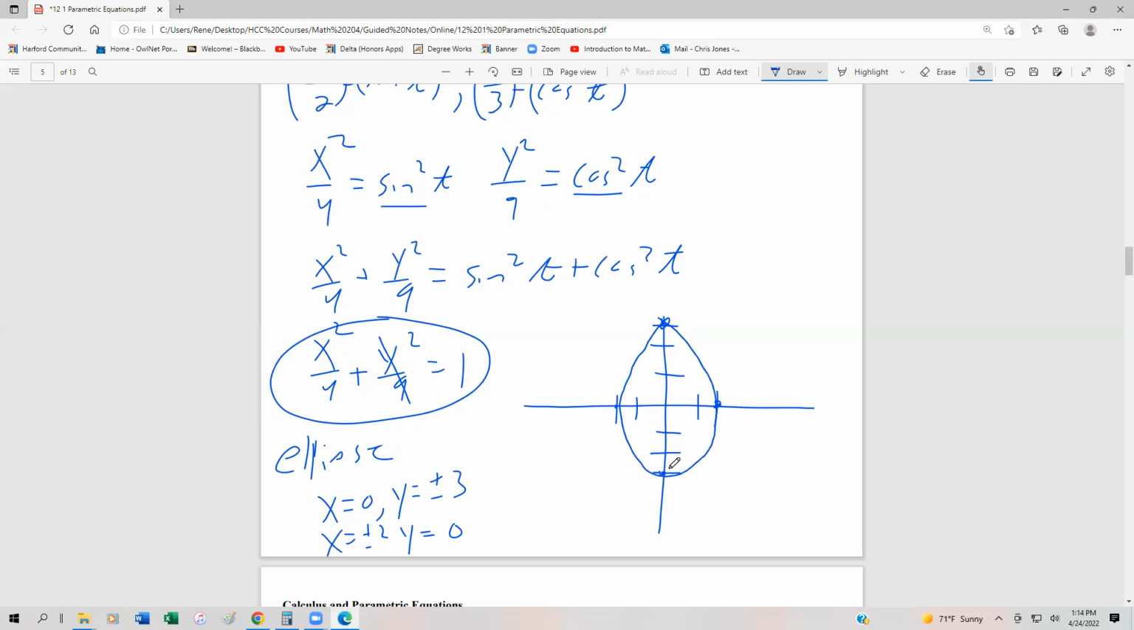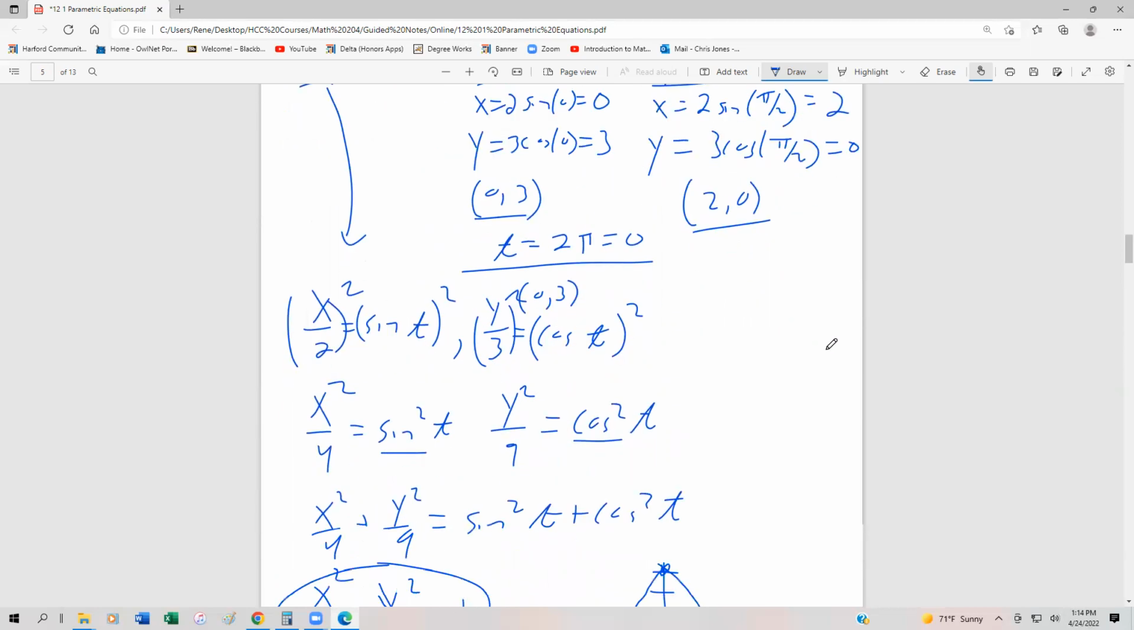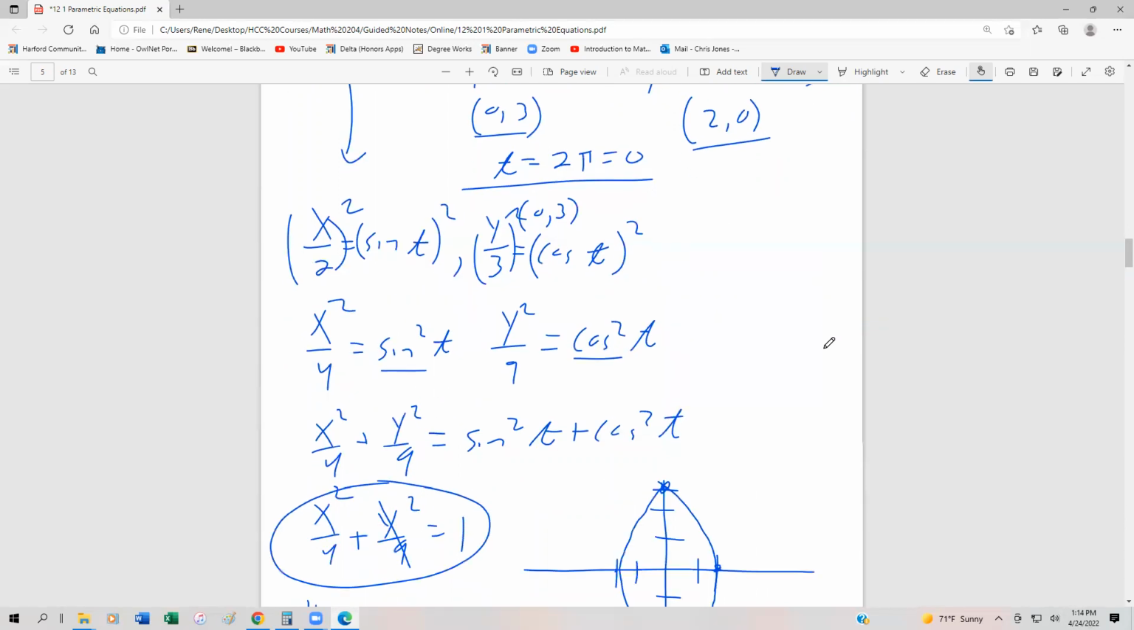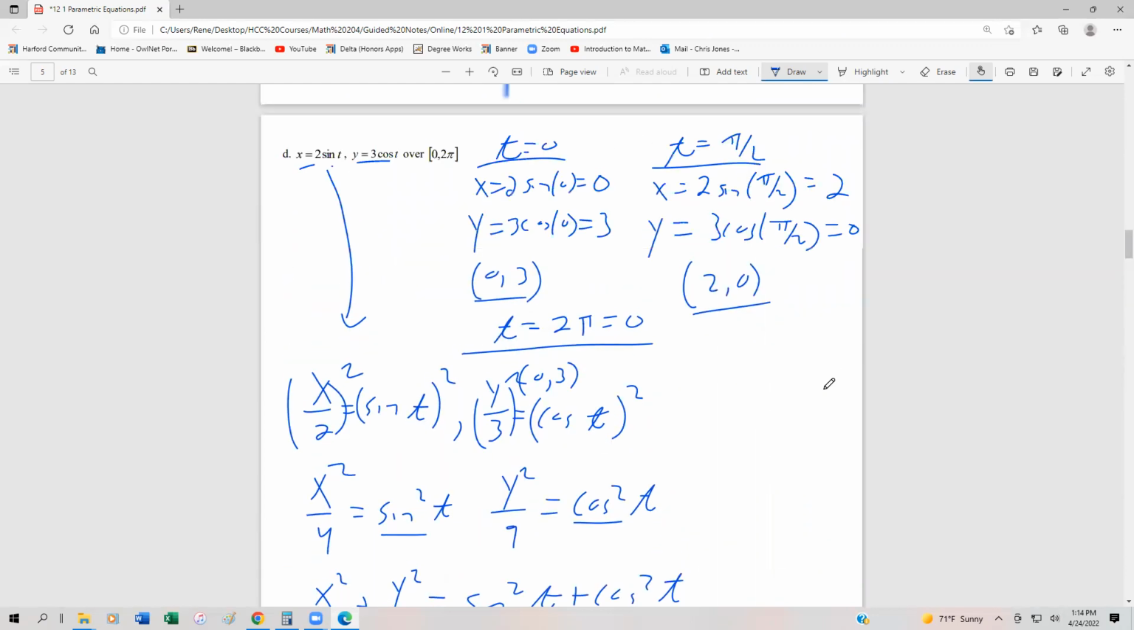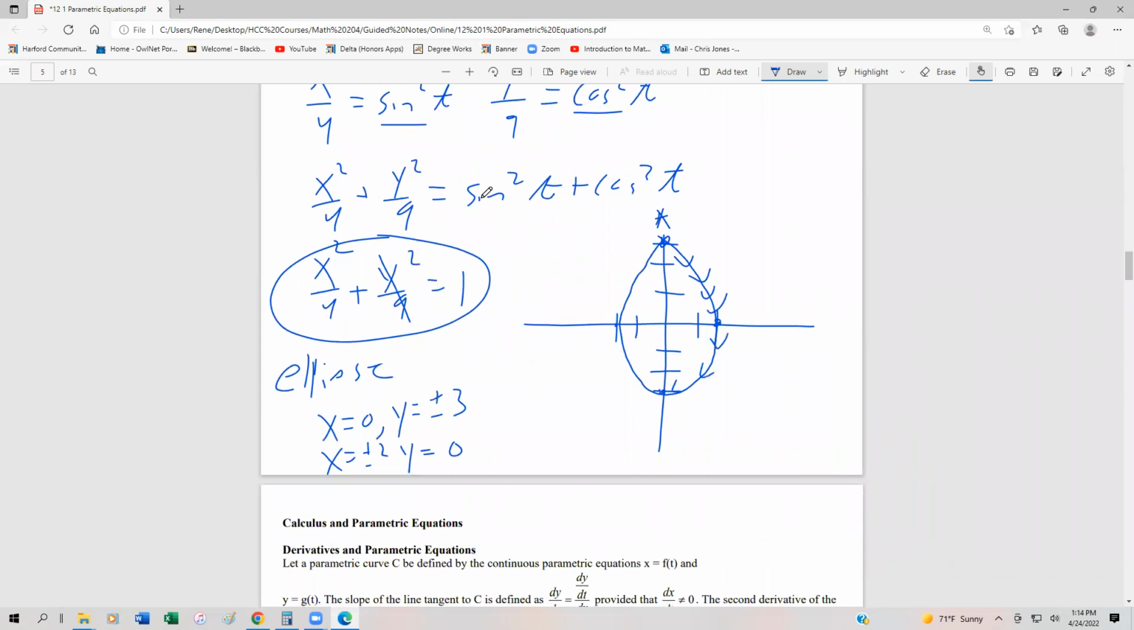So now the other thing that we have to remember is the orientation. And remember, it starts at the point (0, 3) and then goes to the point (2, 0). So this parametric is actually going to be counterclockwise, because it starts up here and it goes down to here. And then if you were to plug in another number like pi, that would give you (0, -3). So it's going counterclockwise.